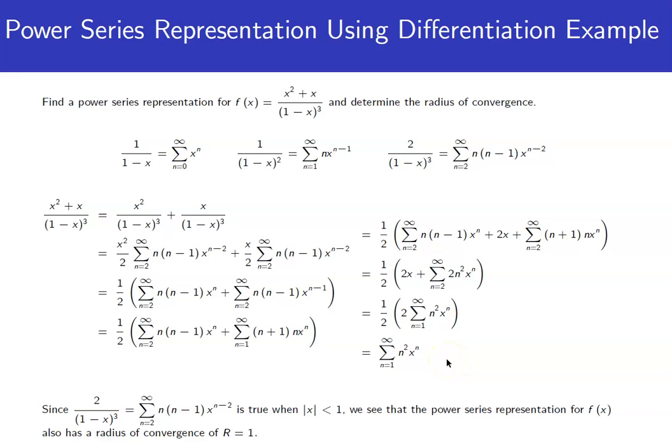All right, all we have done in this entire process is differentiation and multiplying by a power of x. Differentiation doesn't change the radius of convergence at all. So the original that we started with had a radius of convergence of 1. So do these two, and hence all of these do. So everything here has a radius of convergence equal to 1.